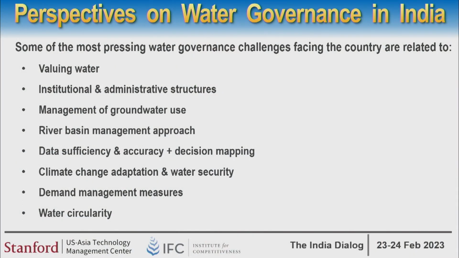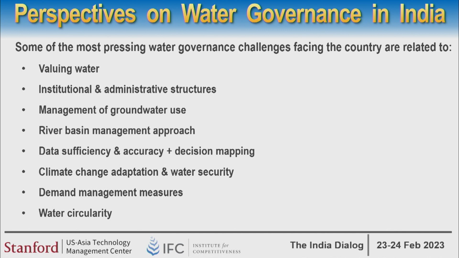On climate change adaptation and water security, Professor Singh also touched upon this topic. When we talk about climate change mitigation and adaptation, we focus a lot on carbon emissions, but we often ignore the implications for the water sector as well. It's often said that climate security is water security and water security is climate security. They are intertwined with each other, and it needs to be looked at in a holistic fashion.